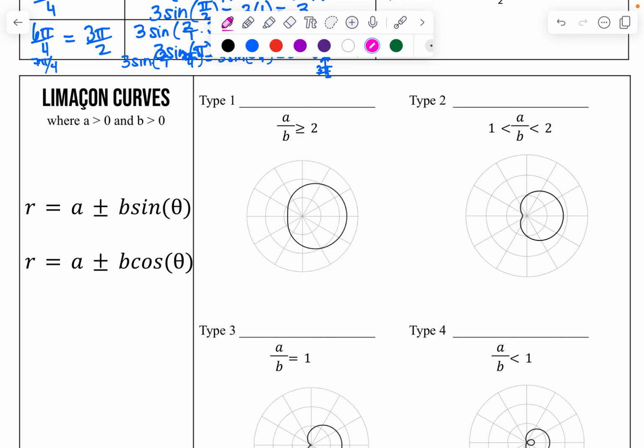All right, next we're talking about the Limacon curve. So we're going to take a look at Limacon curves where a is greater than 0 and b is greater than 0. So a is now shifted out here. It's being added or subtracted to b times the sine of theta or b times the cosine of theta. So a is now the thing out front being added or subtracted. B is now the value being multiplied by the sine or the cosine. And depending upon the relationship between these a and b values determines which type of curve we get.